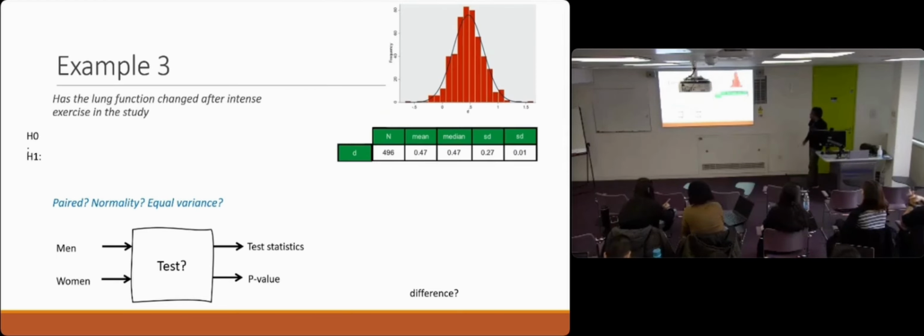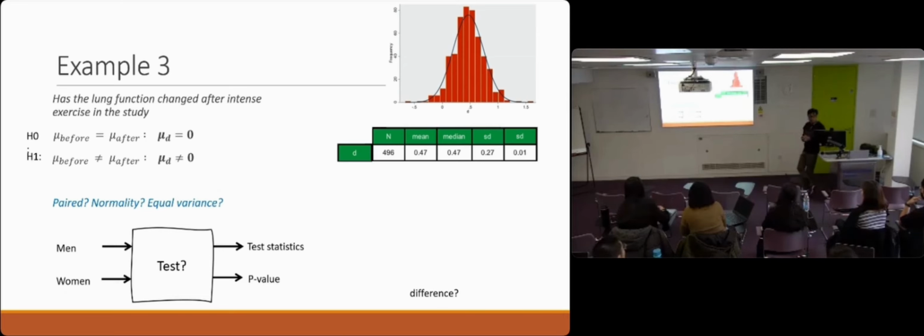That's it. Another example. Has the lung function changed after intense exercise in the study? What's the null hypothesis? No change. So how do you write it? Mu before exercise is equal to mu after exercise, right? And we can actually write it also as the difference between the before and after is 0. And the alternative is it's not 0, right? Is it paired or unpaired?